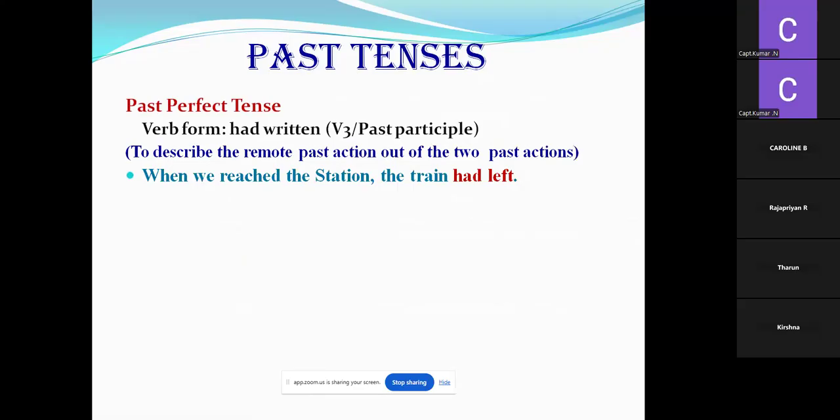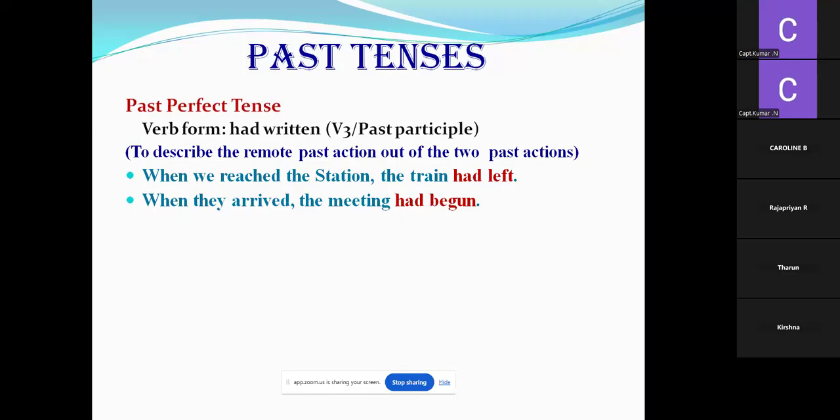Okay. So let's see the first example. When we reached the station, the train had left. You can see the sentence has two verbs. When we reached the station, so that is the action which happened now. And before it, what happened? The train had left. So had left, had written, this is the verb form for past perfect tense.